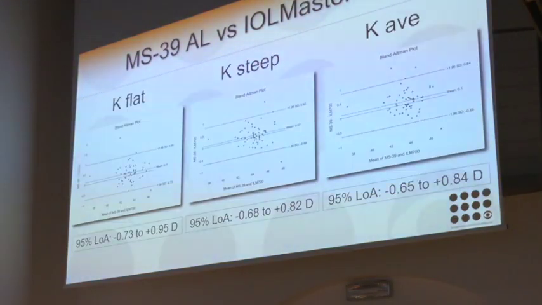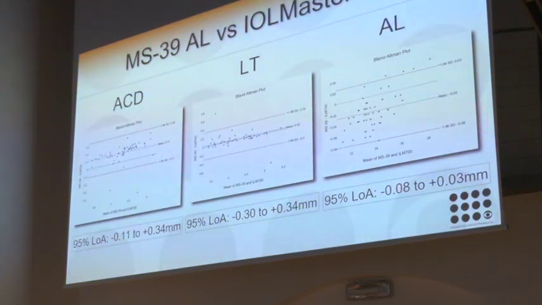So the IOL Master provides us with slightly different anterior chamber depth measurements compared to all the other optical biometers. Anyway, the difference is just 0.1 millimeter. And we did the Bland-Altman plots for all values just to tell you that they are extremely good, and agreement is especially excellent for axial length.